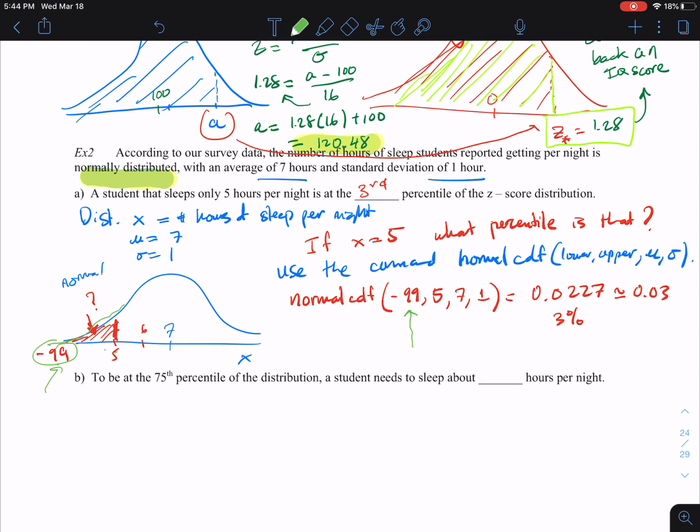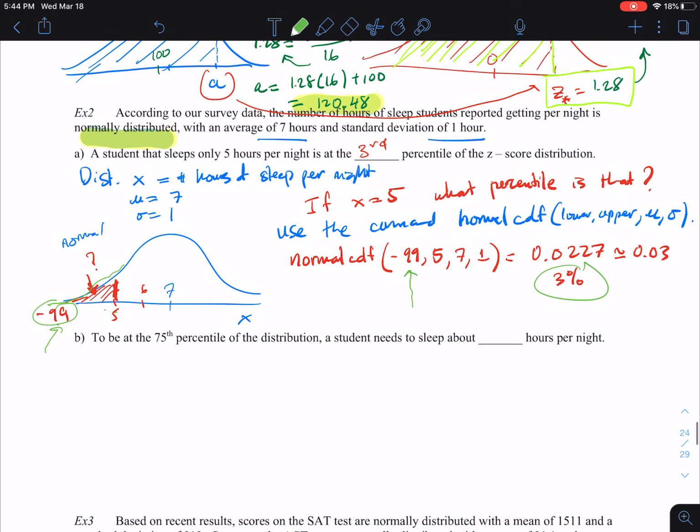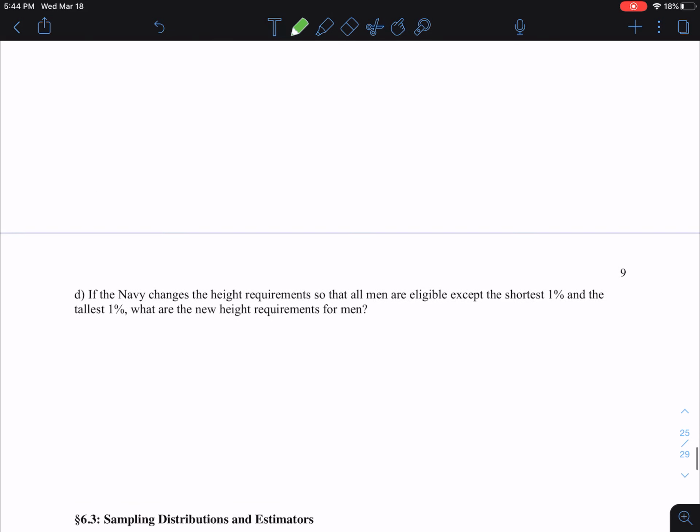So it depends on which area we're shading. If it's to the right of phi, then we go from phi to 99, or 9,099 to be safe. So it's just a technical command that we use for normal CDF. This is a lot faster than converting this phi to a z-score and then looking up the area that corresponds to that. It saves some time. It's even better once we get to these problems here.